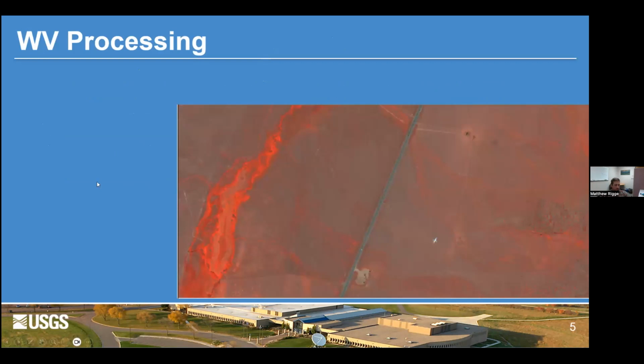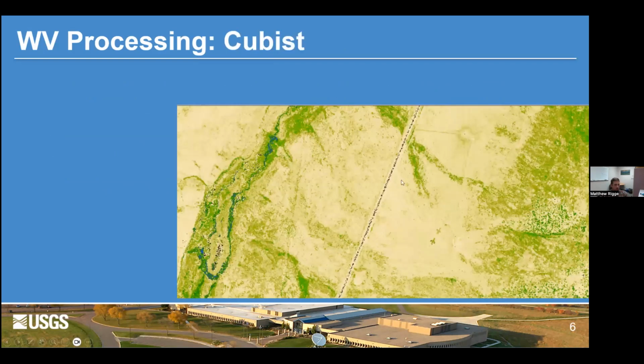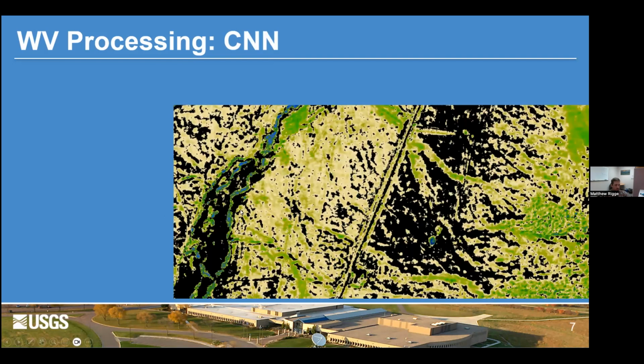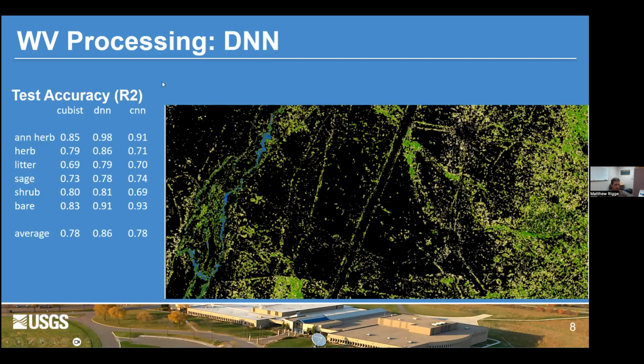Just a little background on the WorldView imagery. This is our source of most of our training data. This is an example of what one of those images would look like, where we would go out and collect field plots. And then here's an example of one of our old predictions of shrub cover at that high resolution scale. Tried a couple different methods and arrived on this DNN, which is a deep neural network, as the best.